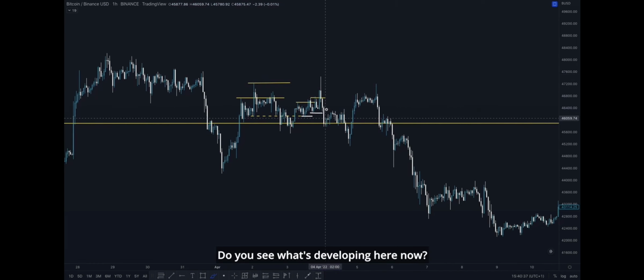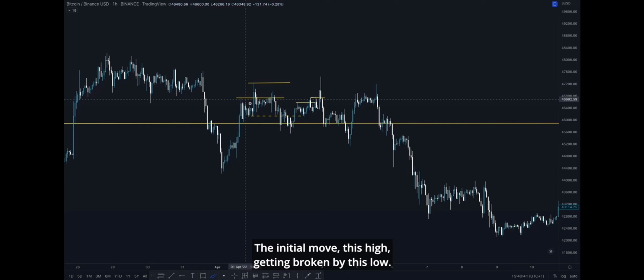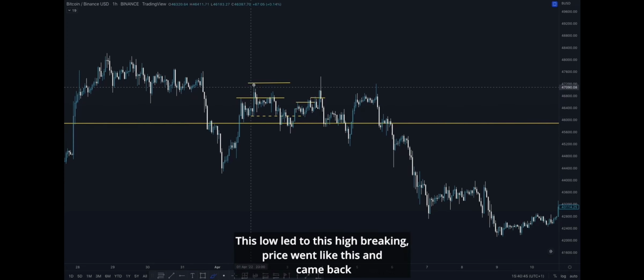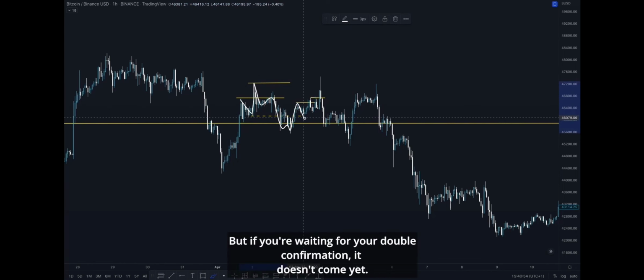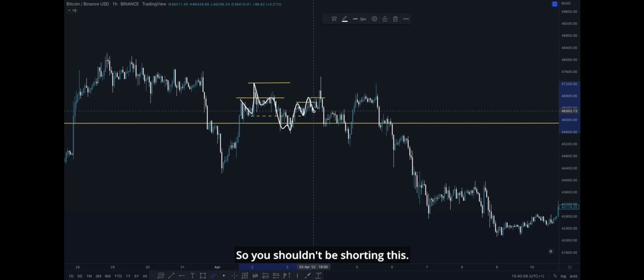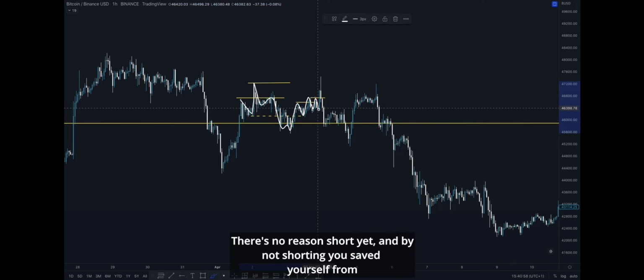Do you see what's developing here now? The initial move, this high getting broken by this low. This low led to this high breaking. Price went like this and came back below. We bounced back above it. But if you're waiting for your double confirmation, it doesn't come yet. So you shouldn't be shorting this. There's no reason to short yet.